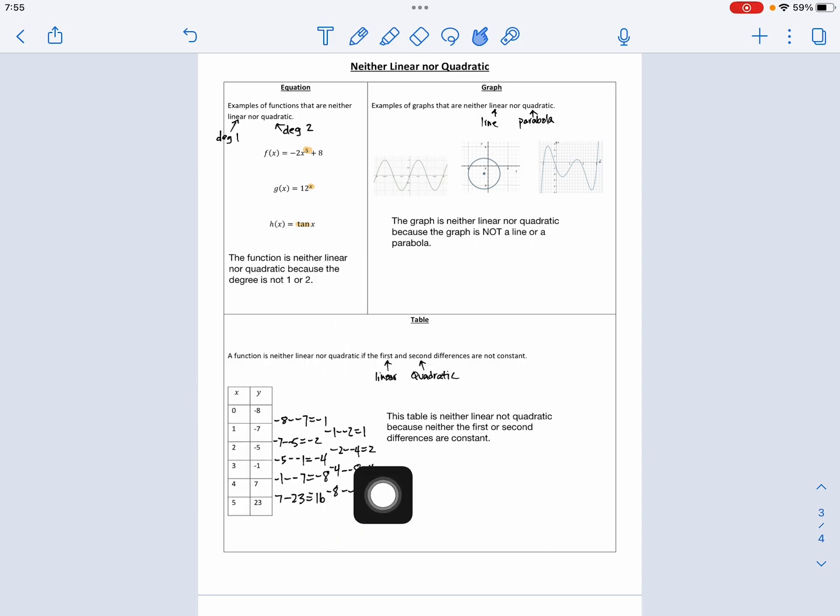And then with that table, make sure to take the differences once. If they're not the same, do it one more time, and then you don't have to do the differences after that. Either the second differences are the same and it's quadratic, or they're not, and then you don't have a linear or a quadratic function.